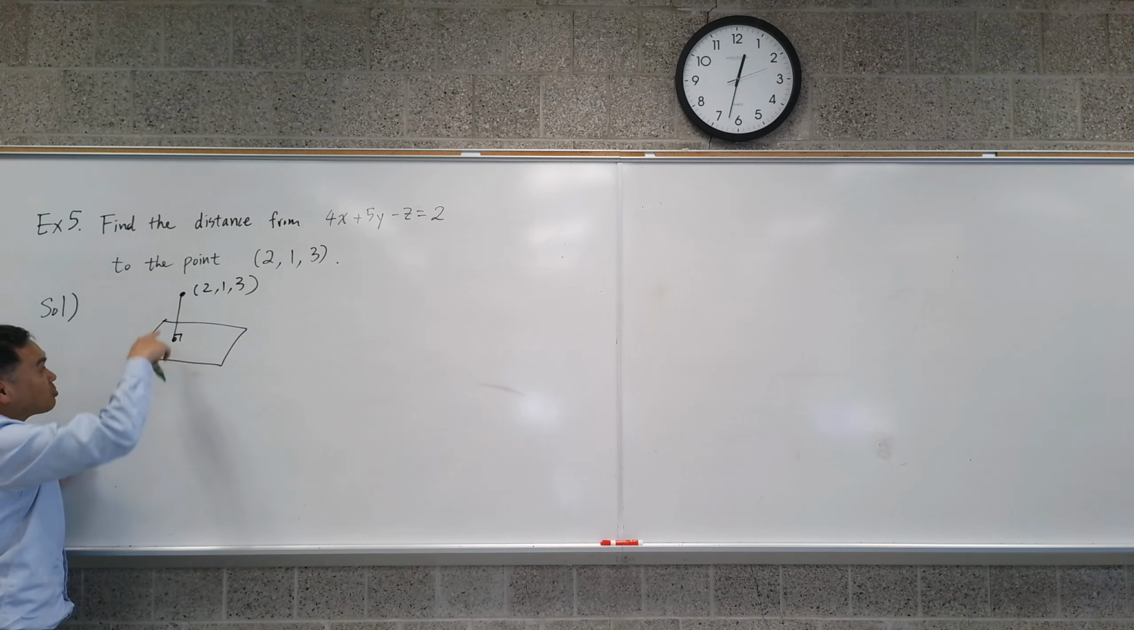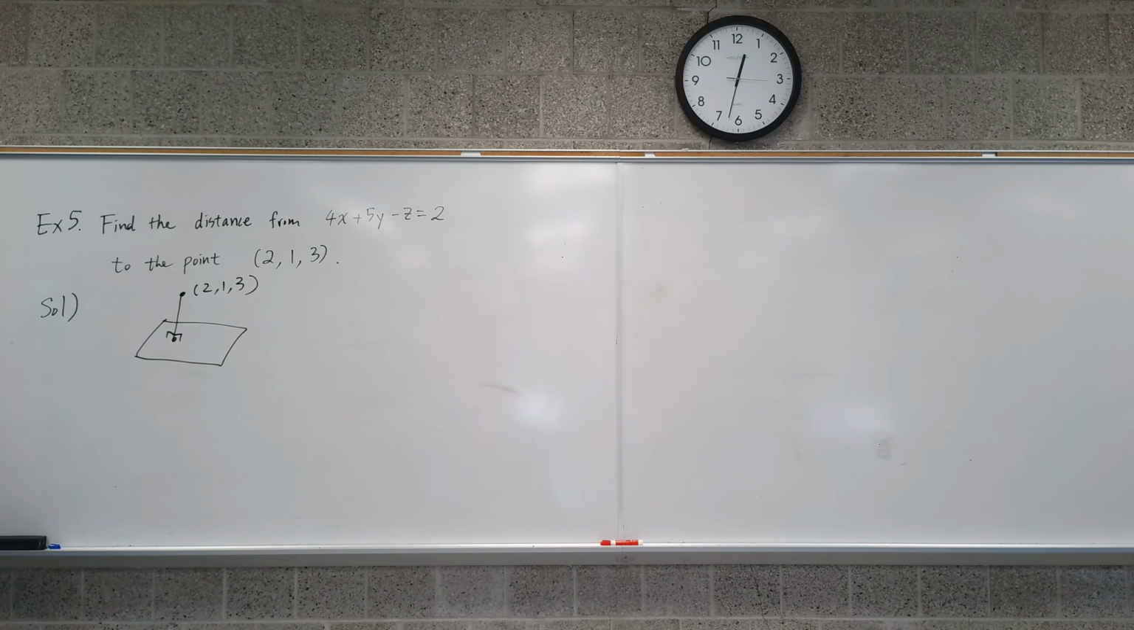Okay, and then for this to be closest, this must be 90 degrees. Do you agree? Yeah, that's the key. You have to have this geometric intuition in order to solve this question. That if you pick a point that is closest to this point, this line should be really perpendicular to this plane.